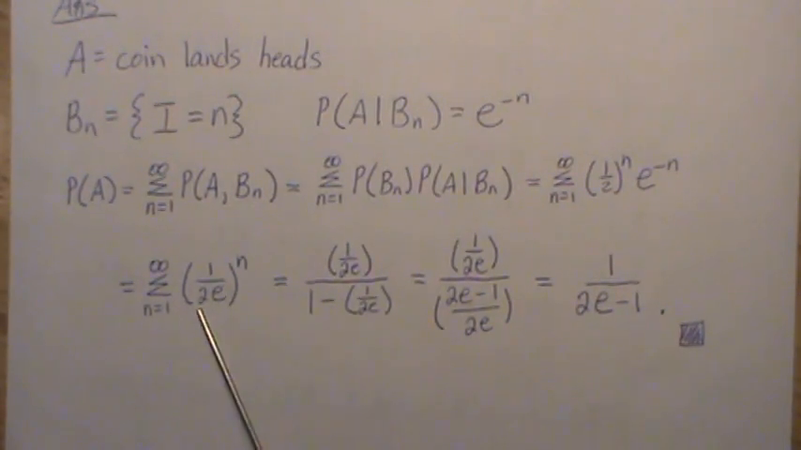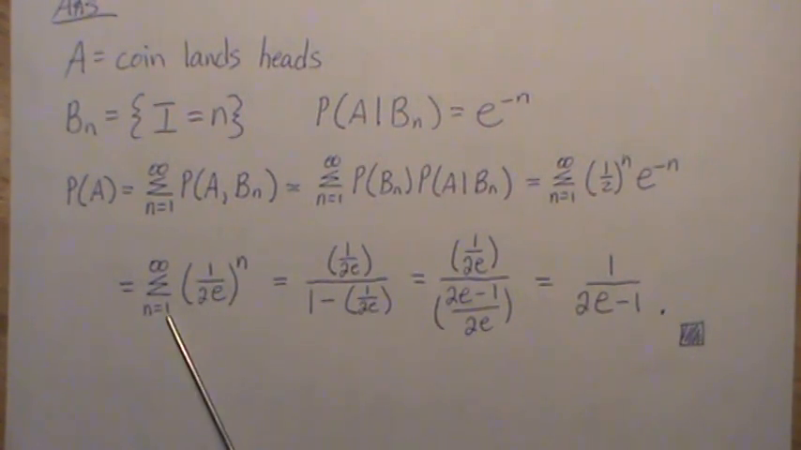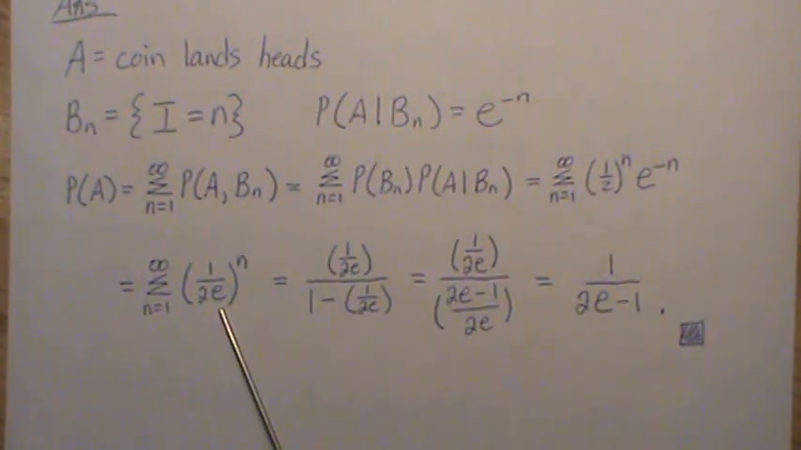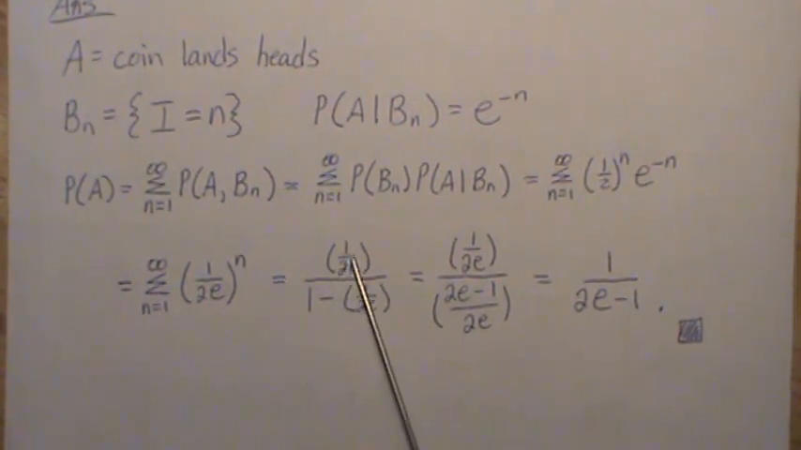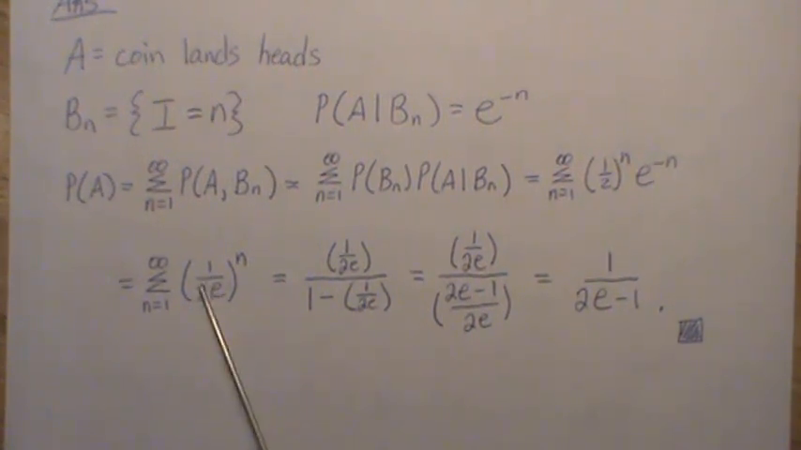But 1/2 to the e is less than 1, and it's positive, so we can use the geometric series to calculate this. So this is equal to whatever the first term is, right? When n is 1, then we get this term, and then it's 1 minus this term, which is here. And this can be simplified to this. So 1 over 2 to the e minus 1 is the probability of tossing a head.